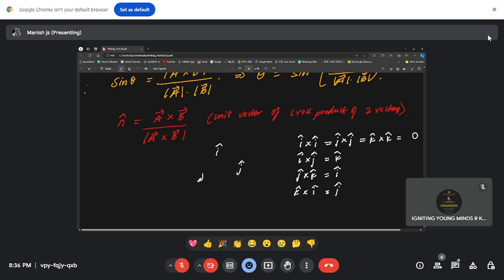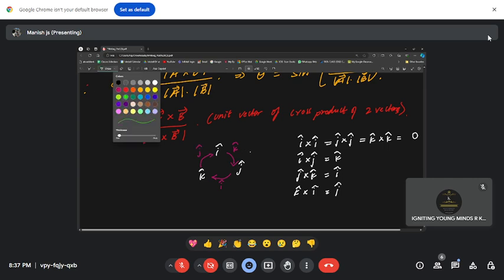So when you have 3 unit normal vectors and you take them in order, I cross J will give you K. So keep that in mind. J cross K is I and K cross I is J. Like this. So if I'm going in order, it will give you the third vector.